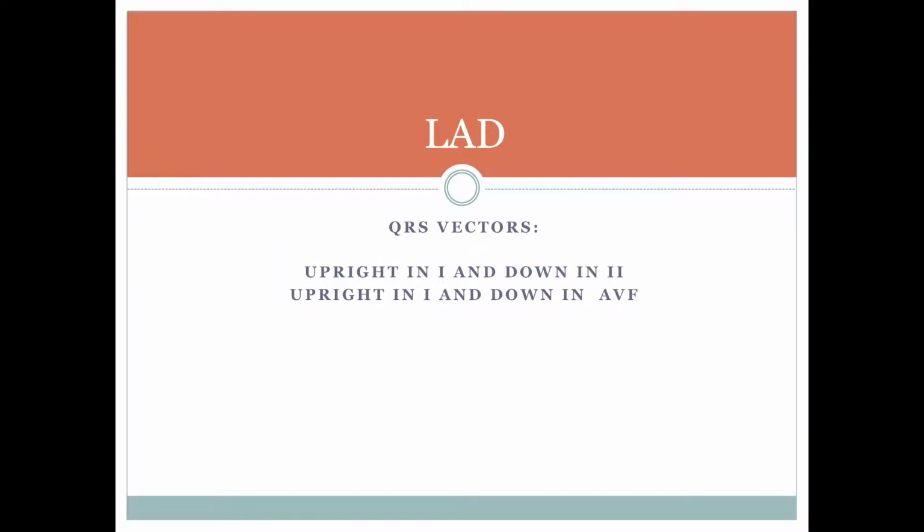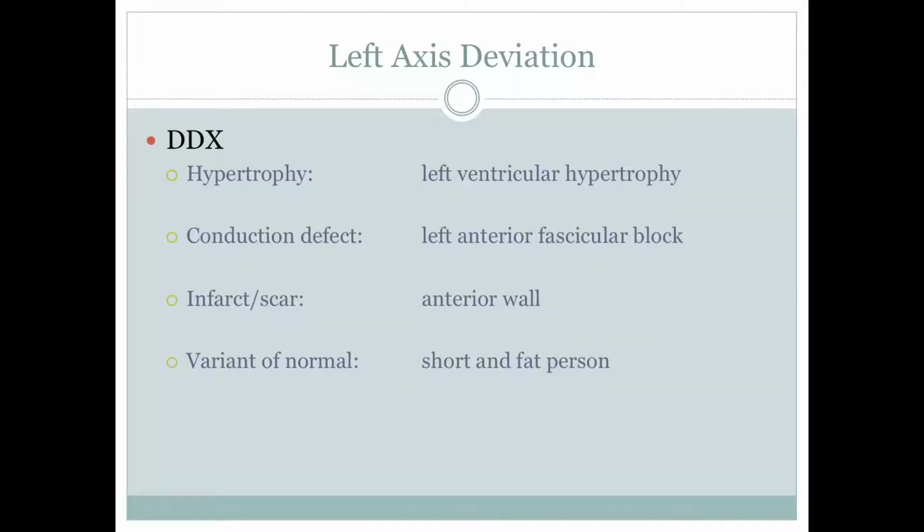So moving into left axis deviation, you all know how to figure out that something is left axis deviation. I'll go over that briefly in a little bit. But moving more into the broad categories of the differential diagnosis, you have four big things: hypertrophy, conduction defects, infarct and scar, as well as just a variant of normal.